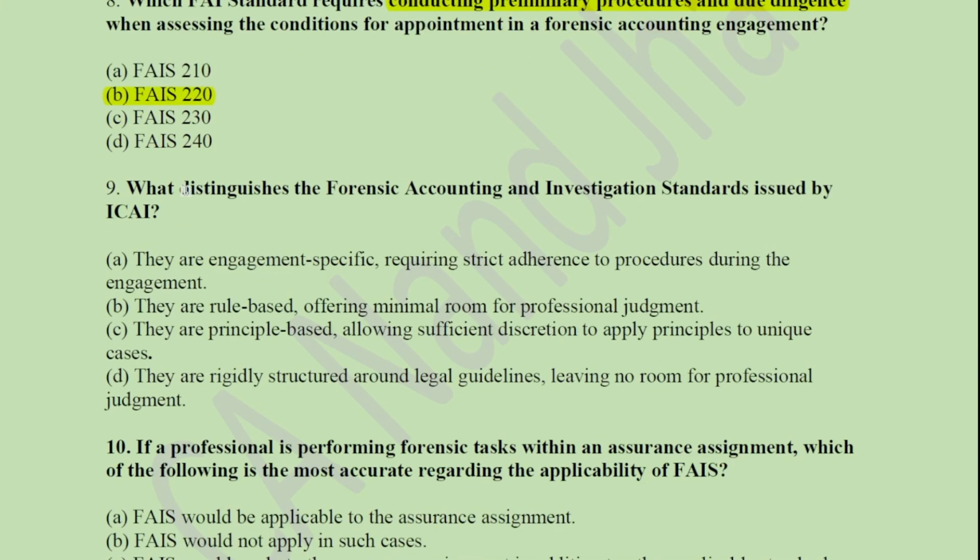What differentiates the forensic accounting and investigation standards by ICAI? They are engagement specific, requiring strict adherence to procedures during the engagement, no. They are rule based, no. They are principle based, yes, allowing sufficient discretion to apply principles to unique cases.